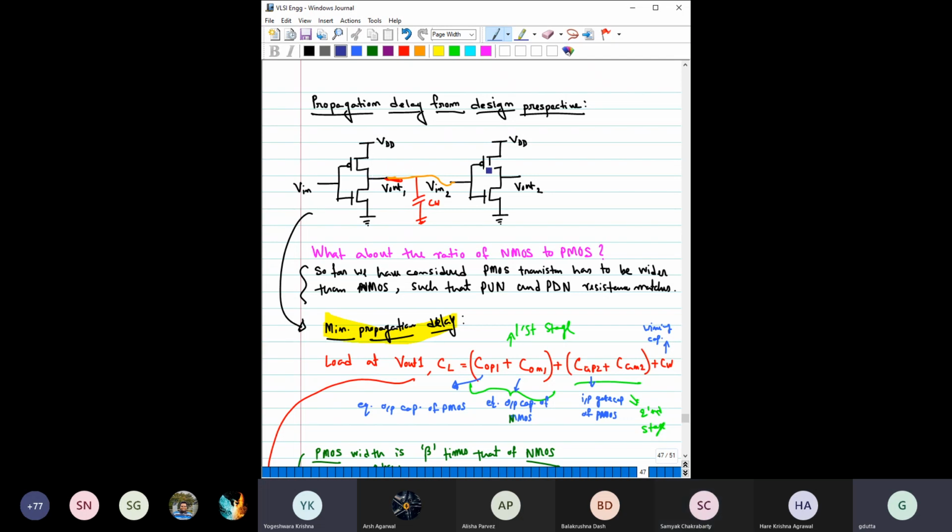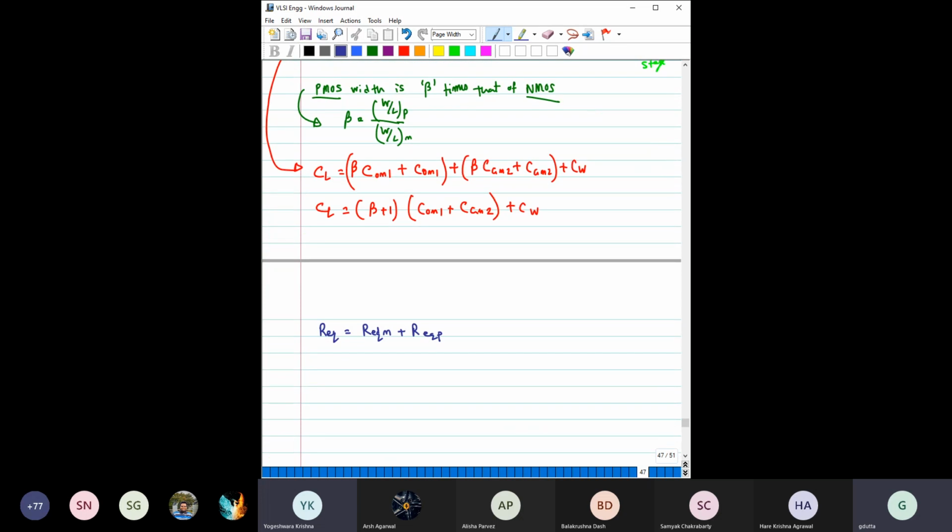Even though they are identical, so they should be same. But right now we are considering the charging and discharging of this node. So obviously we are considering this PMOS and this NMOS, right? Okay. Now suppose here too I want to change this, or I would like to write R equivalent P in terms of R equivalent N. And considering this, how can I write it?